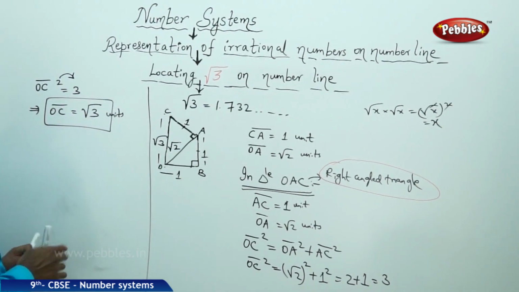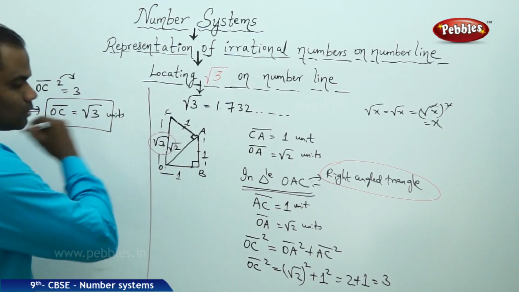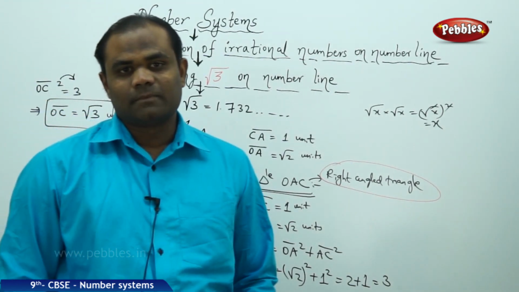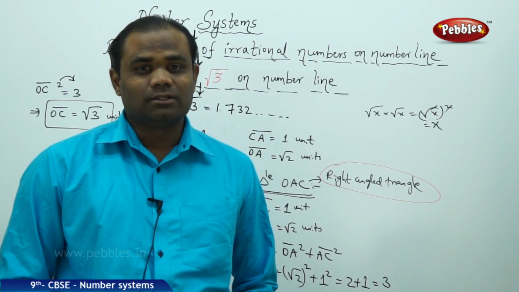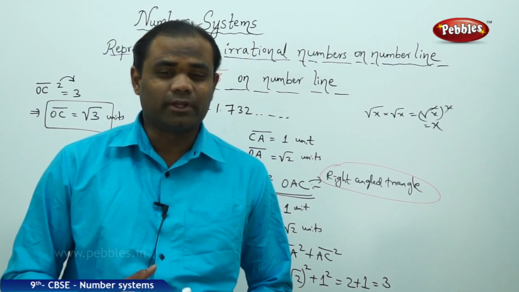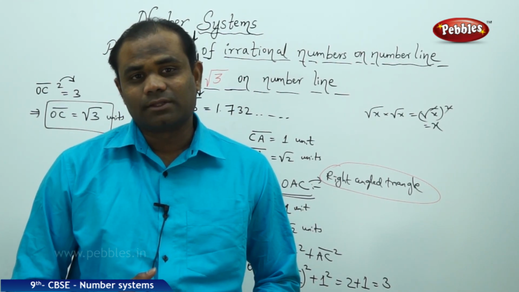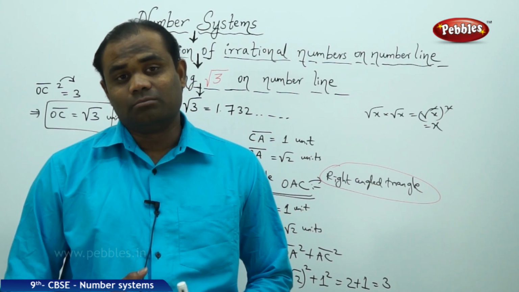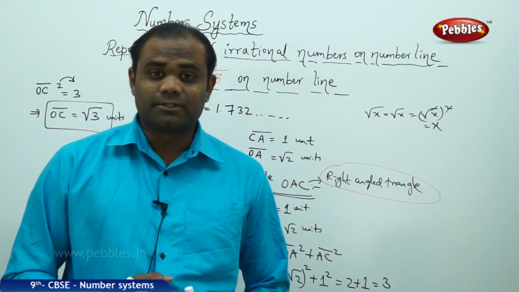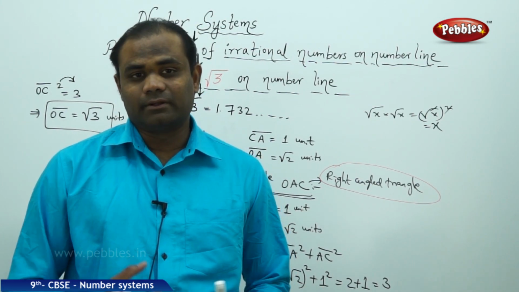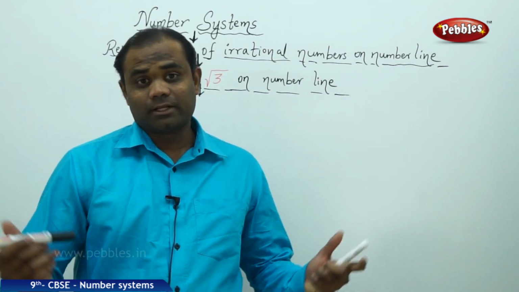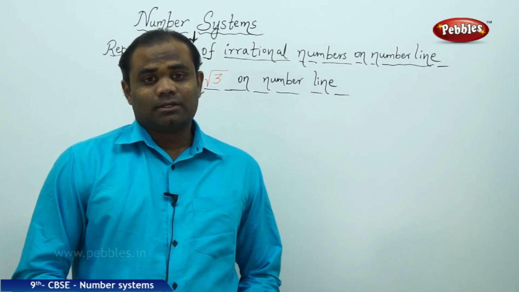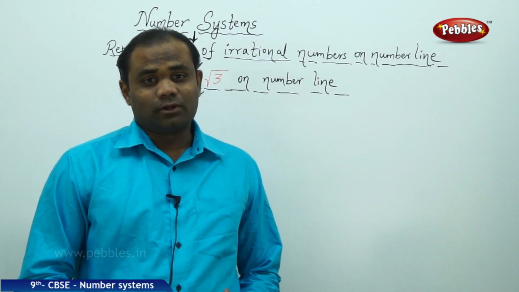units. And this is how we locate this on the number line, how we understand the geometrical construction of root 3 on the number line using the right angled triangle and, most importantly, the Pythagoras theorem of the right angled triangle.